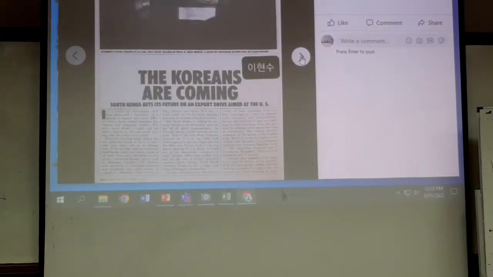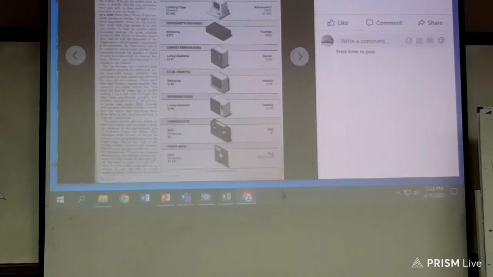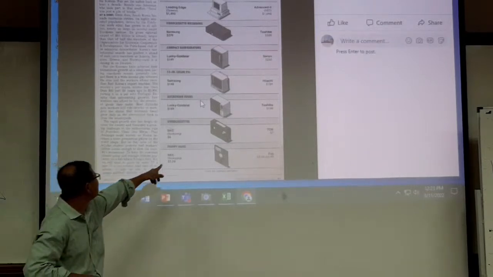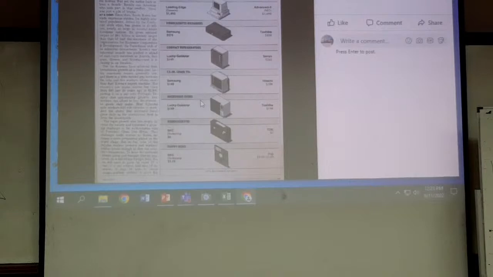This is the car. The car was symbolic at that time. Export of cars was symbolic of a country joining the club, a club of becoming a developed country. That's why the car is symbolic. Not only cars, also computers, personal computers, video cassette recorders, compact refrigerators, color TVs, microwave ovens, video cassettes, floppy disks. All this was coming from Korea.